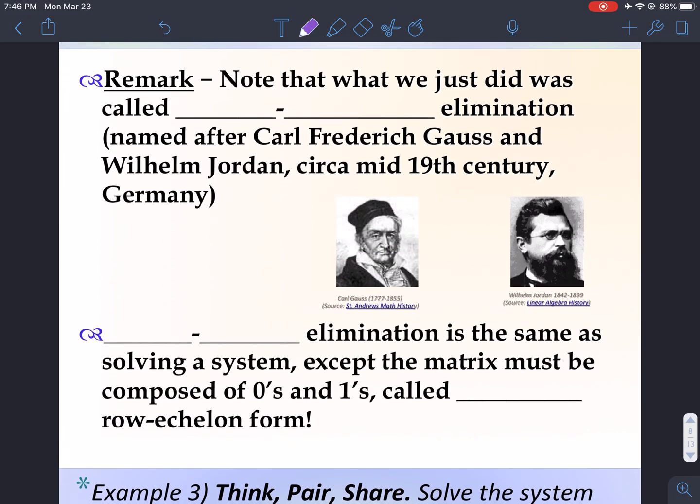What we just did was called Gauss-Jordan elimination. All right, so that's putting a matrix into row echelon form, named after Carl Gauss and Wilhelm Jordan circa mid-19th century. So that's in the 1800s. Carl Gauss on the left, Wilhelm Jordan on the right. He's got a nice beard. Gauss, Jordan.